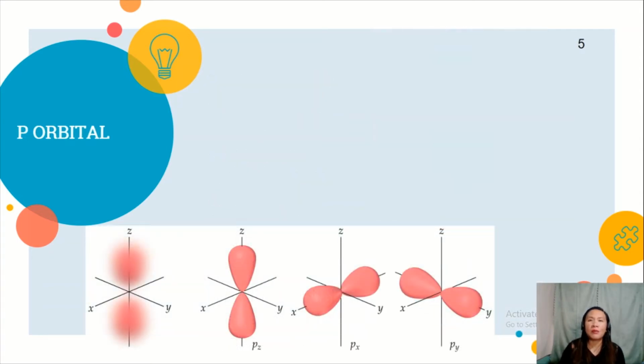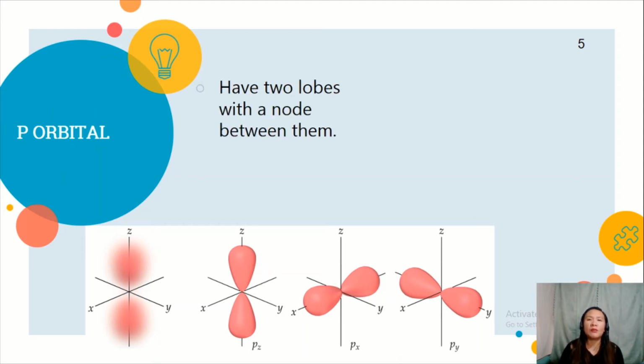The second type of orbital is what we call the p orbital. For the p orbital, it is actually like a dumbbell, so it's dumbbell in shape. Why? Because it has two lobes. These are the lobes. And then in between them, we can find a node. Again, when we say node, this is the place where the probability of finding an electron is 0.